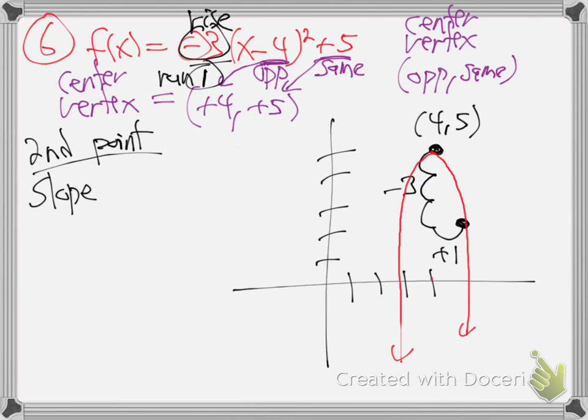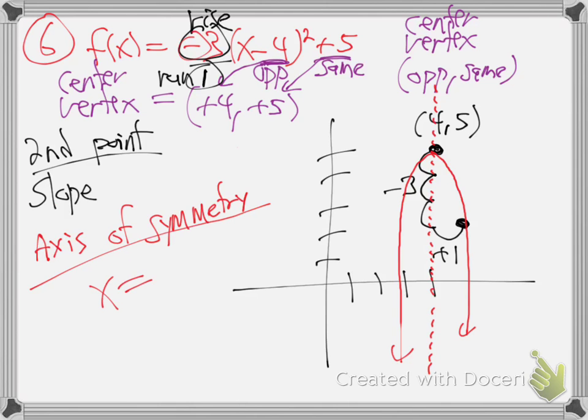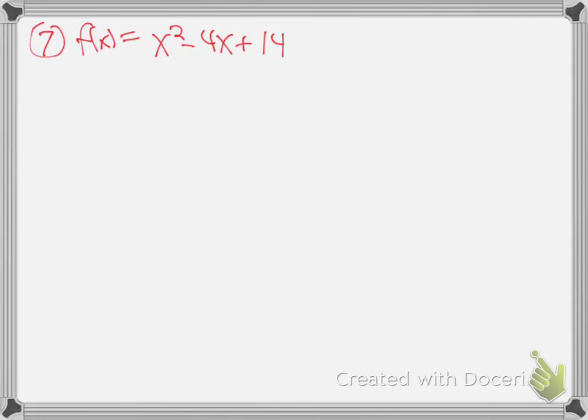Last thing they want is for you to graph this dotted line right through the middle of the U-shape. And what's the equation of that? They call that the axis of symmetry, or the line of symmetry. That's always x equals whatever the x-coordinate is, 4, every time. See how it hits right through 4? It's always going to be the x-coordinate of the center, because it goes right through the center. X equals 4.